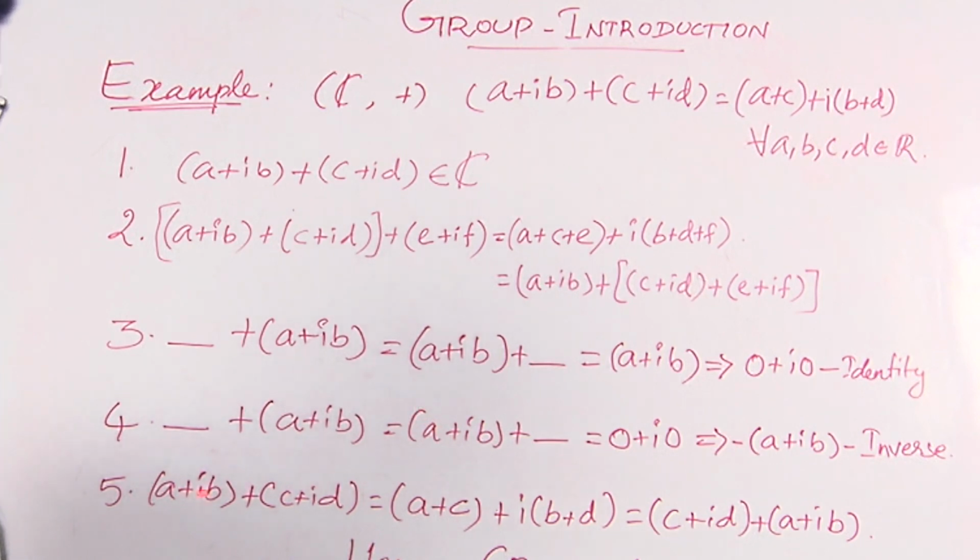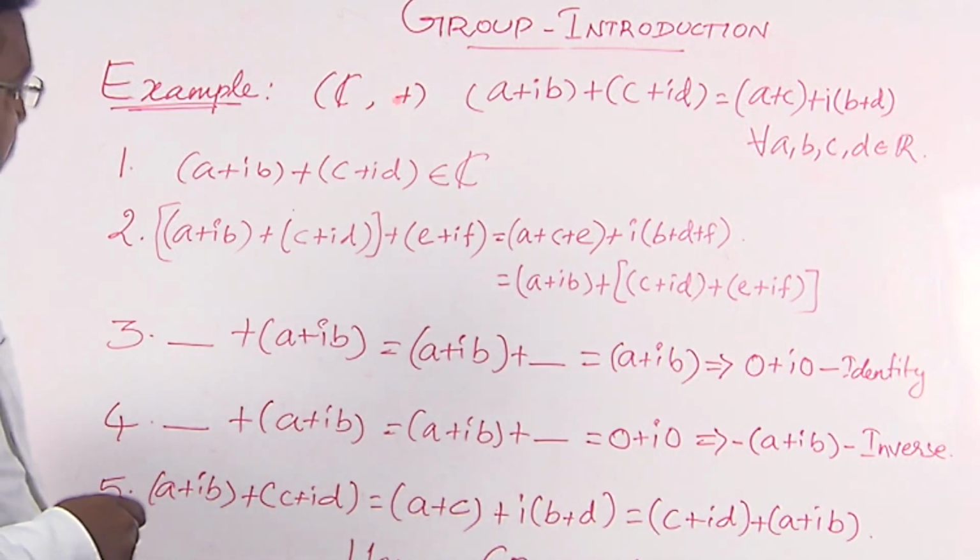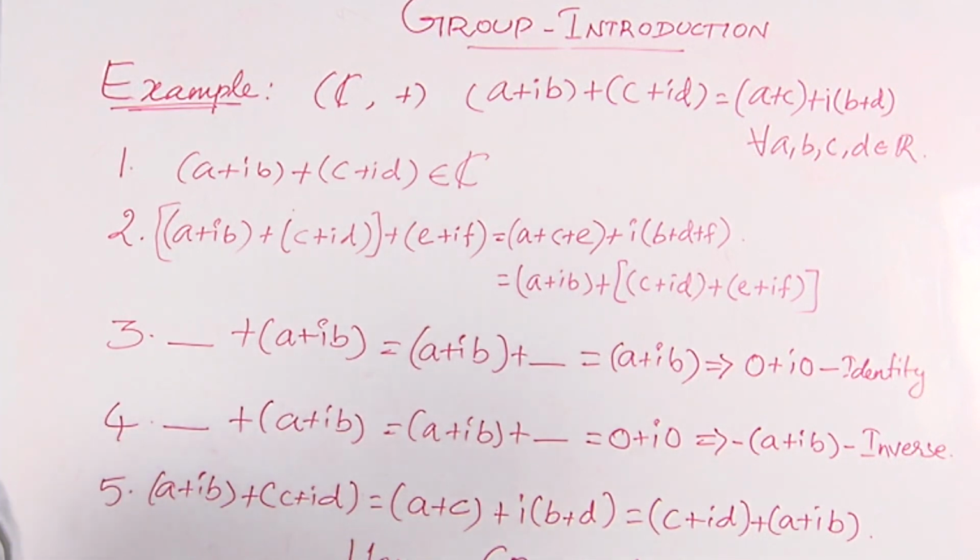So, we are very clear that a plus ib plus c plus id is equal to a plus c plus i of b plus d, which is equal to c plus id plus a plus ib. Therefore, this is commutative. Therefore, C, the set of all complex numbers, together with complex addition forms an abelian group.